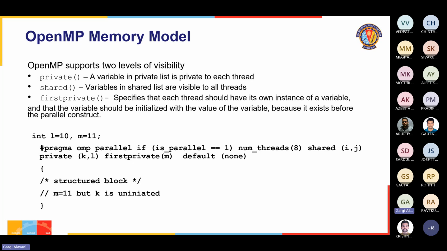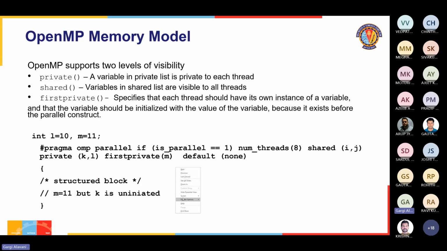Private is a variable list which is private to each thread. Shared is shared and is visible to all threads. You have something called first private and last private. First private is similar to private, but this M here.